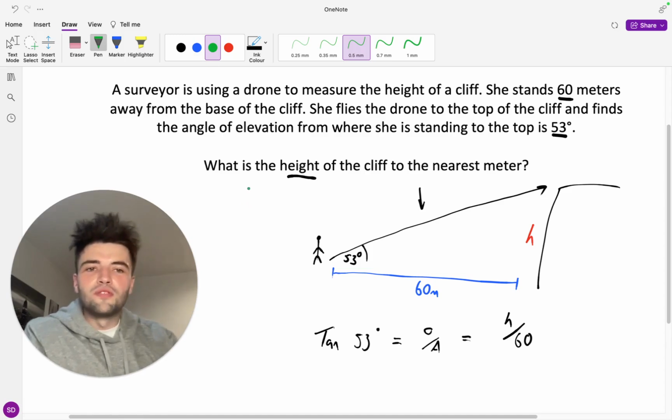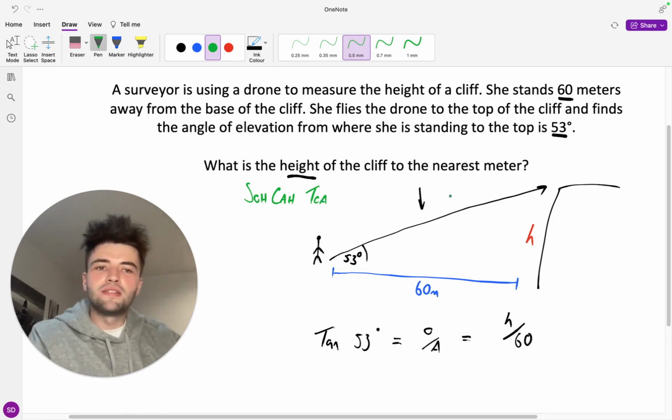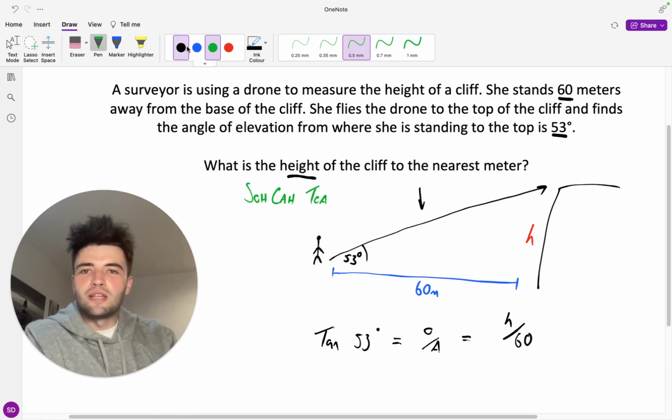Of course this comes from SOHCAHTOA, which is a shorthand way of remembering the trig ratios we use for sine, cos and tan. I'm just going to write that here. In this case we're using tan because we have the opposite and we have the adjacent. Quite often you're going to be using sine and cos because you're going to be given the hypotenuse, or you're going to be trying to find the hypotenuse. But in this case we're fine to use tan.